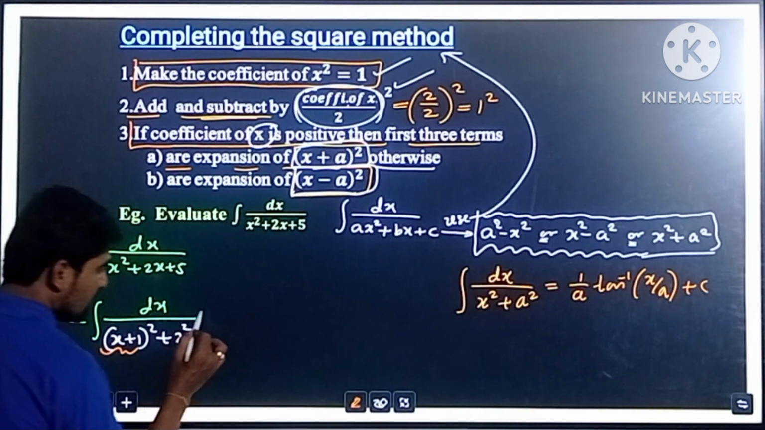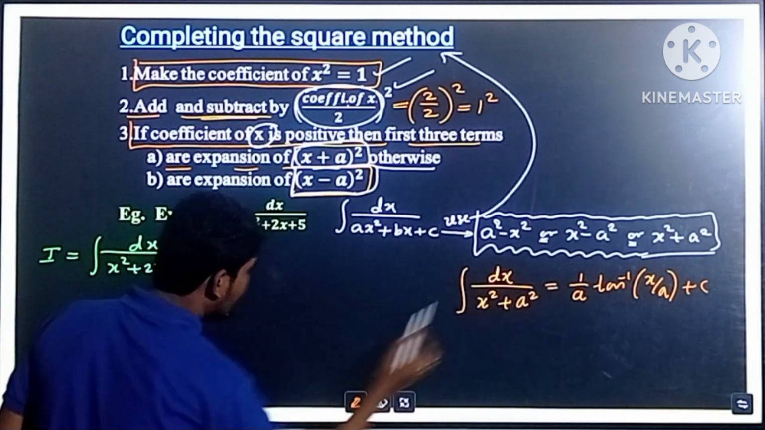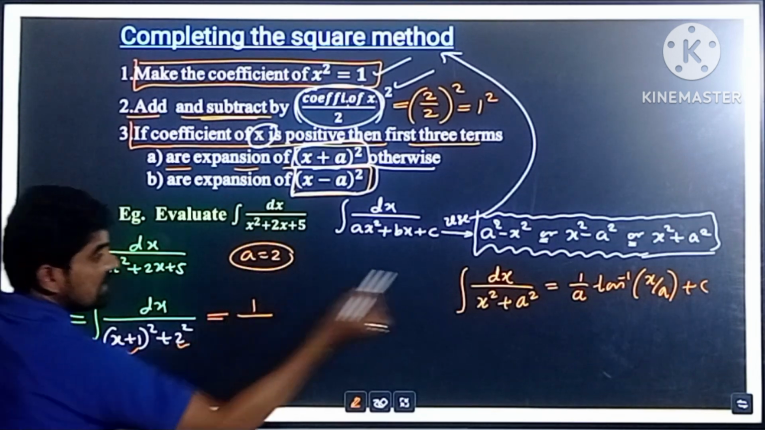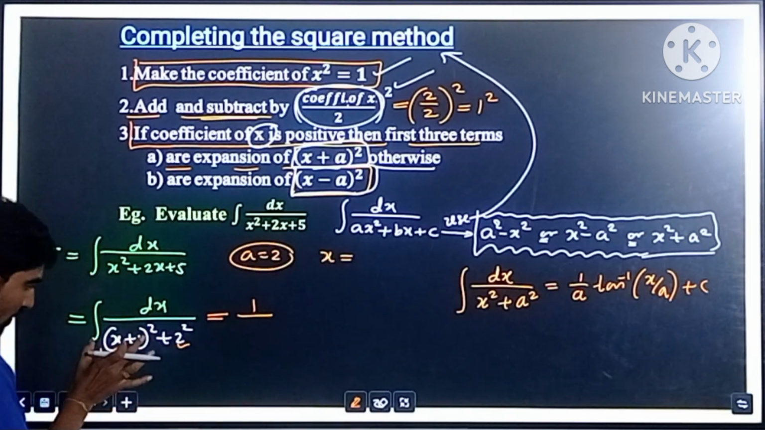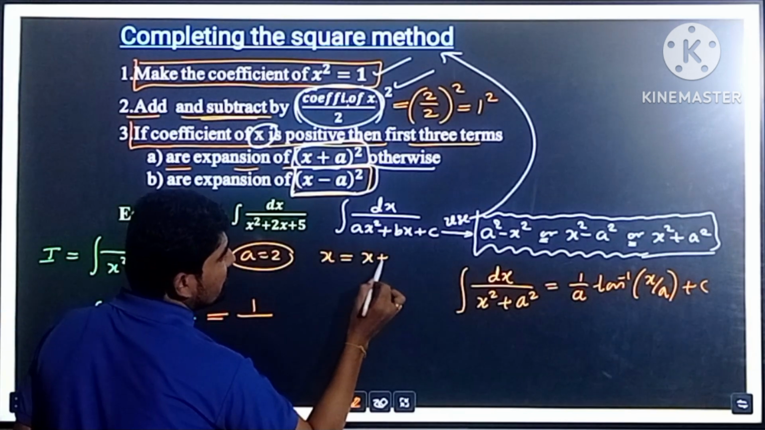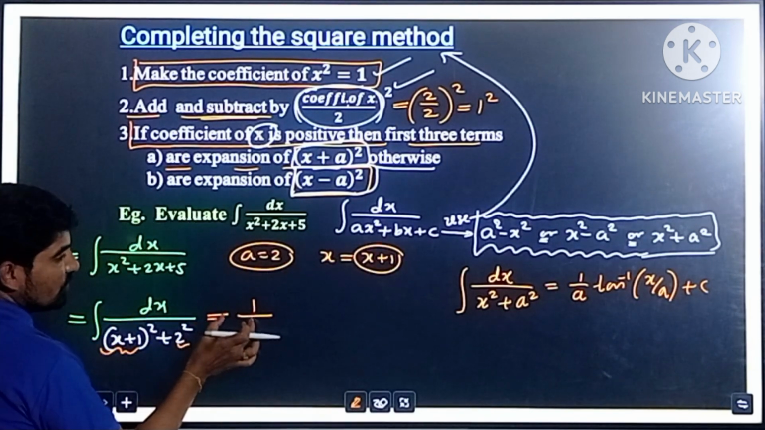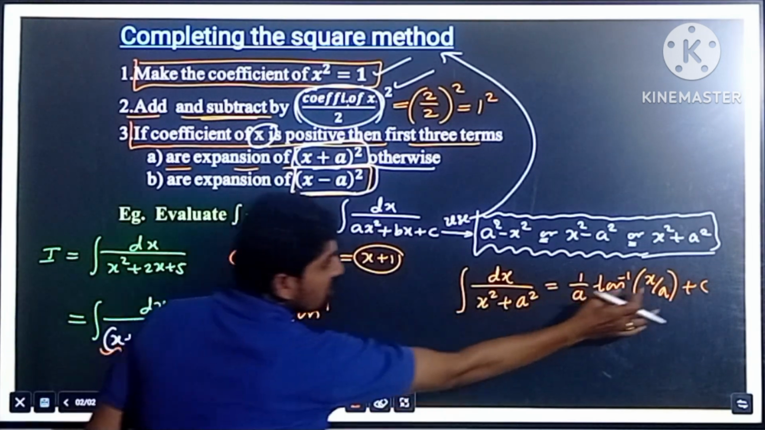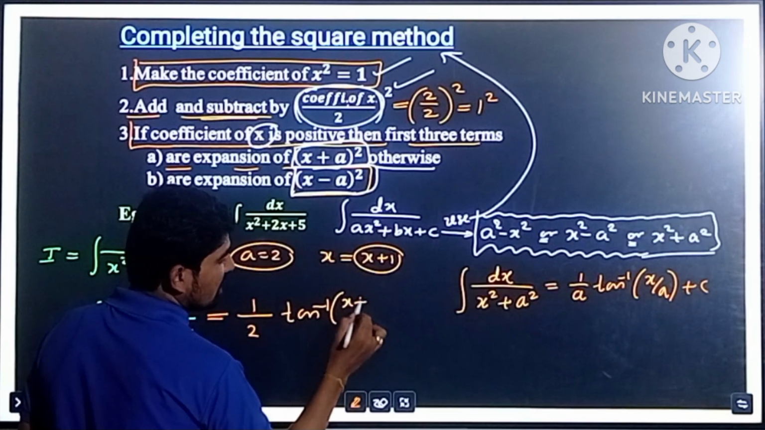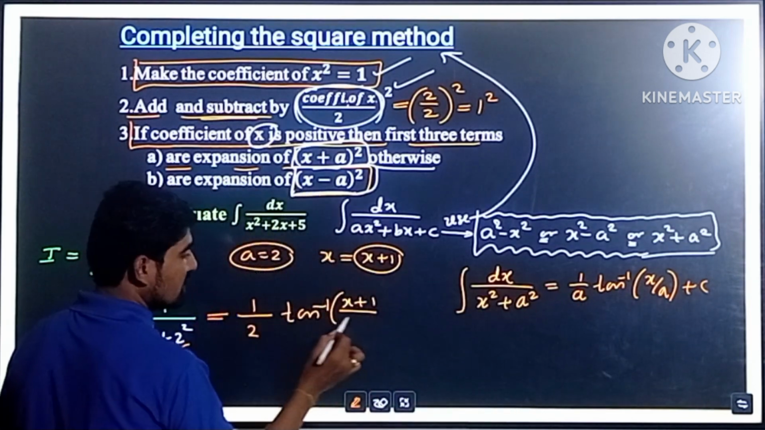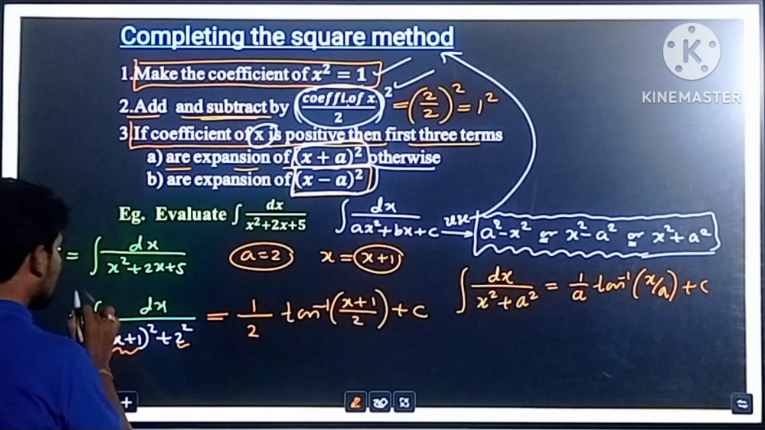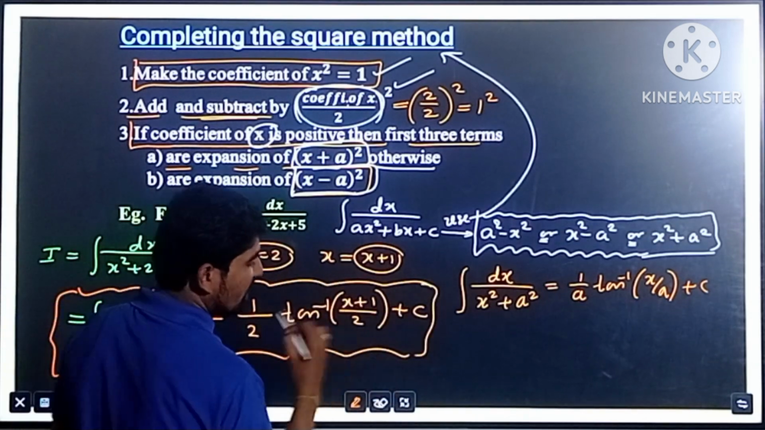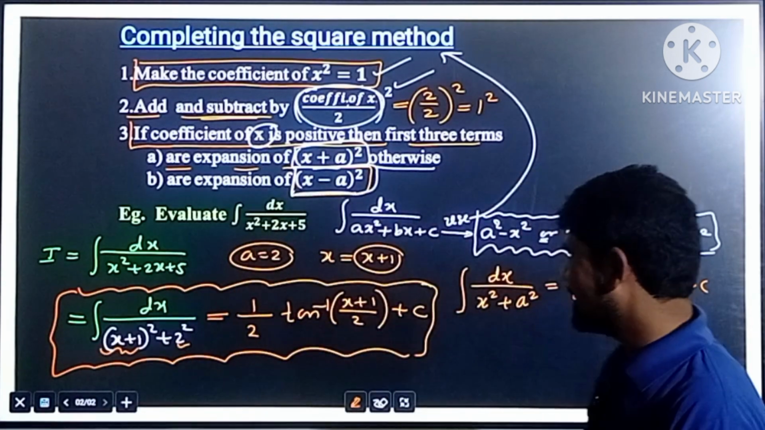I hope all of you understand it. Therefore, its answer is 1 divided by a. What is a here? a is 2. And what is x? In this problem, the value of x is x plus 1. I hope all of you are understanding. Therefore, 1 divided by 2 into tan inverse of x plus 1, divided by a, where a is 2, plus c is the required answer for this given integration problem. I hope all of you understood.